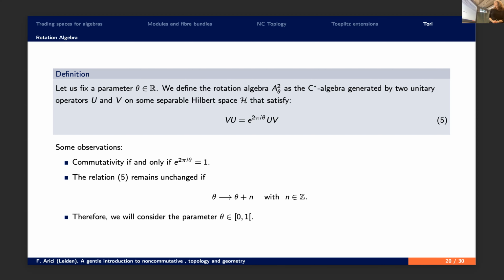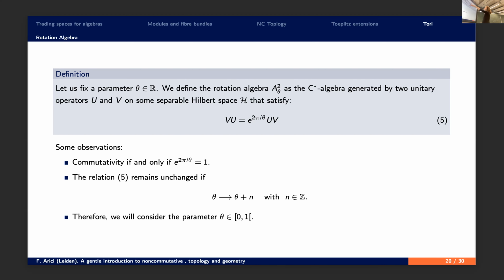There are some observations at play here. If e to the 2 pi i theta is equal to 1, meaning that theta is an integer, then everything here is commutative because your phase factor is 1. This is a different kind of commutation relation than what we just saw. So you just have two generators and they don't commute. There is a phase. Whenever you multiply them, you get an extra phase that gets pulled in.